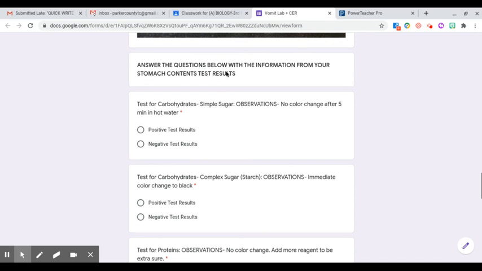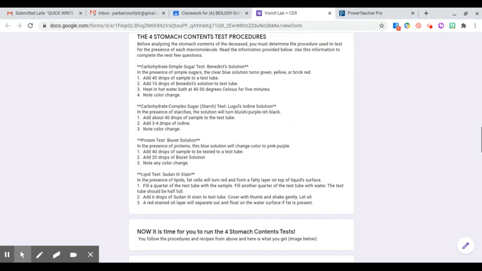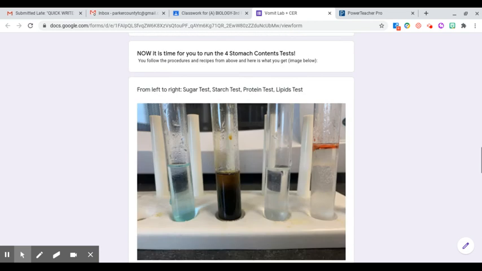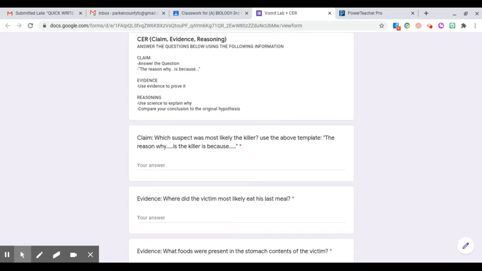Then you'll come down here and you'll answer whether your sugar, starch, protein, or lipids tests resulted in a positive or negative test. The only way you're going to know that is if you compare this picture to these procedures. Then you come down here to the CER, Claim, Evidence, and Reasoning.